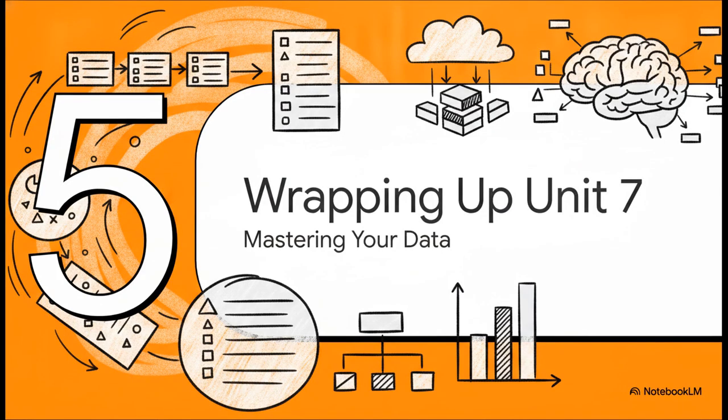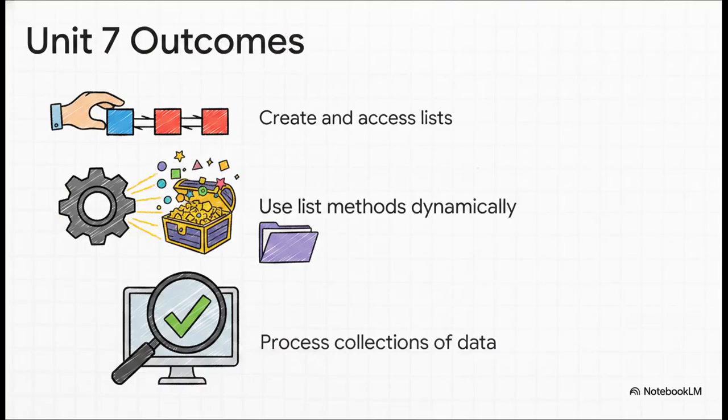Finally, Section 5, wrapping up Unit 7. Let's talk about mastering your data. As we finish out this explainer for Unit 7 of the St. Paul Python sequence, let's take a second to review what you've achieved today. You are now fully equipped to create lists and access them, keeping that golden rule of zero-based indexing in mind. You know how to use list methods to dynamically alter your data on the fly. You understand how to group and process entire collections of data under just one name, and you're ready to test exactly how your programs handle all this new information.